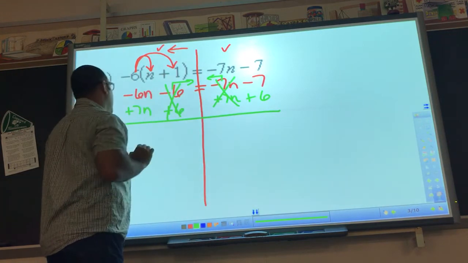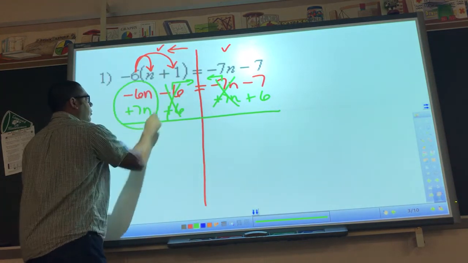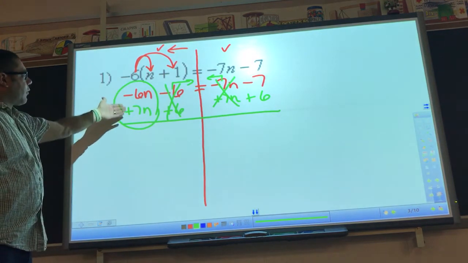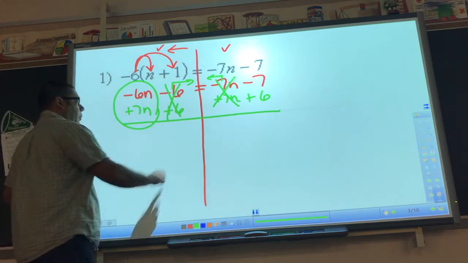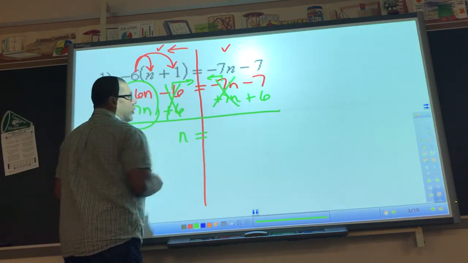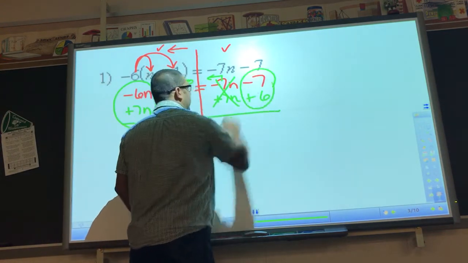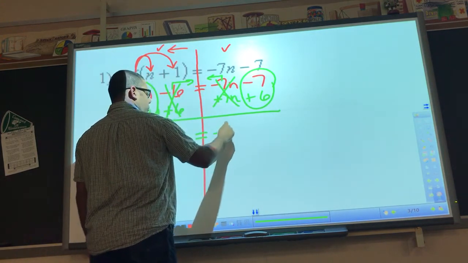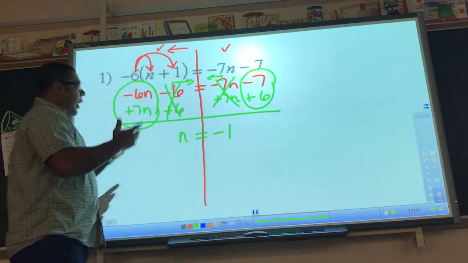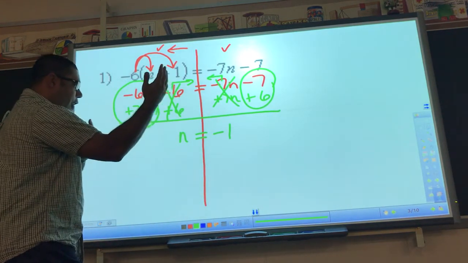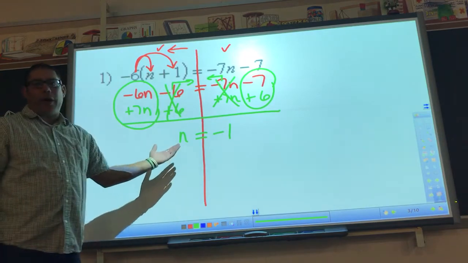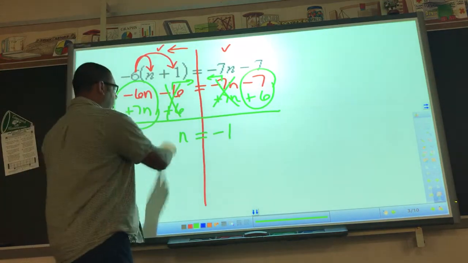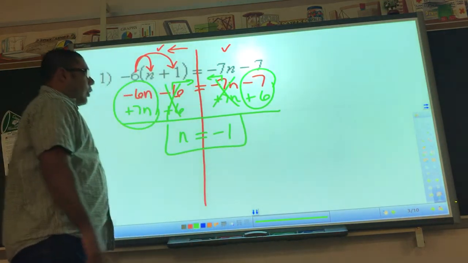And that is 0. Need to add these up. Negative 6n plus 7n, different sign, subtract, keep the larger, so it's going to be positive 1n or just n. Negative 7 plus 6, different sign, subtract, keep the larger, so that would be negative 1. And I don't have anything to finish because it's a positive 1 there. Now, if you had divided both sides by positive 1, it's just not going to change anything. There we go, n equals negative 1.